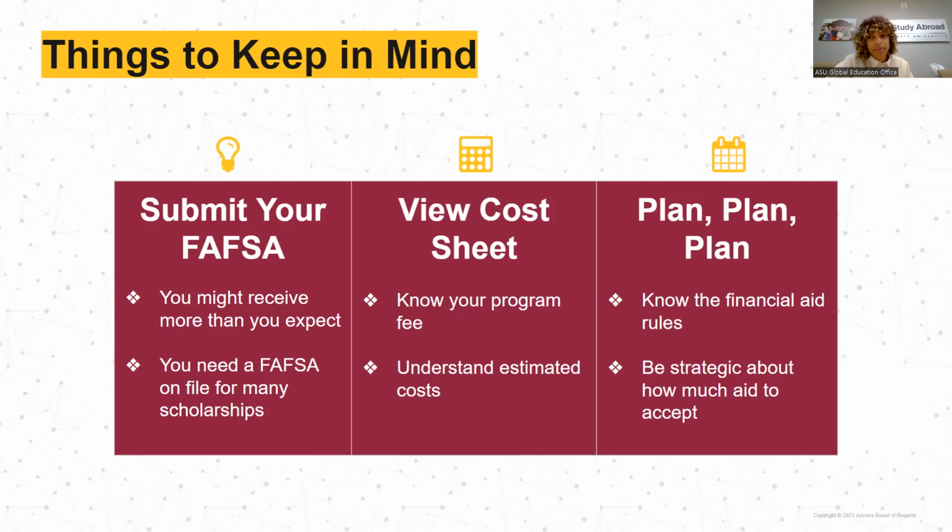Know the financial aid rules, become familiar with how your financial aid is distributed, how billing works, what the deadlines are, understand the requirements for your specific financial aid, scholarships, what you have to do to keep them, maintain them, and remain in good standing with the university. You're also going to want to be strategic about how much aid to accept, which I will go into a little bit more later.